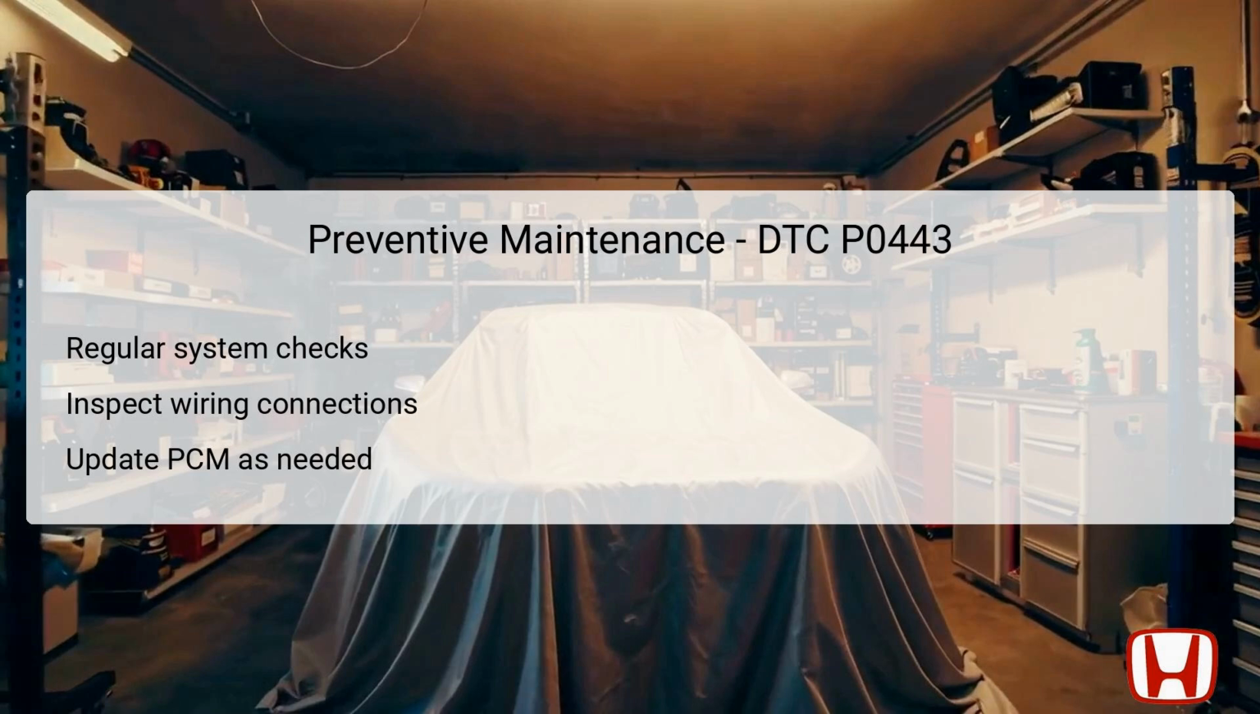emission systems. Implementing regular system checks for the EVAP components can help identify early signs of wear or malfunction, thus preventing major repairs down the line. When conducting these checks, pay special attention to wiring connections to ensure there are no signs of fraying or corrosion that could lead to electrical issues.